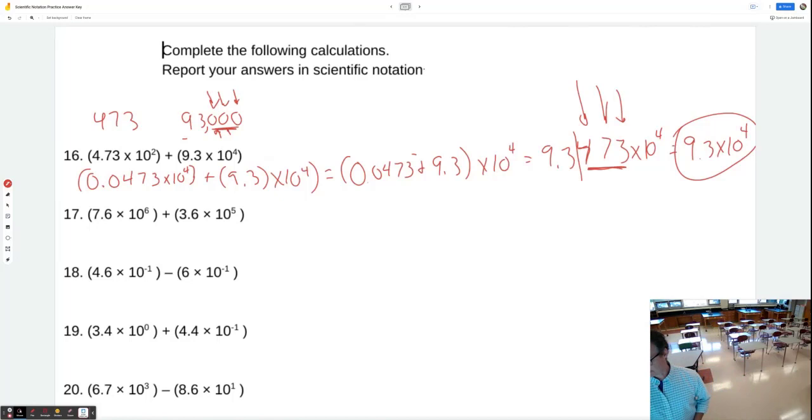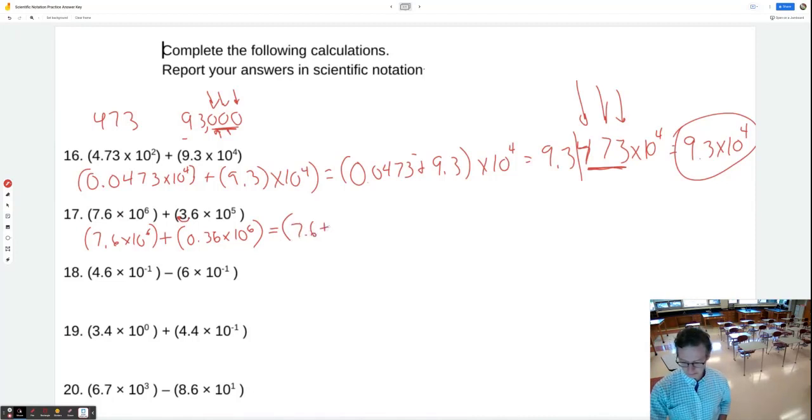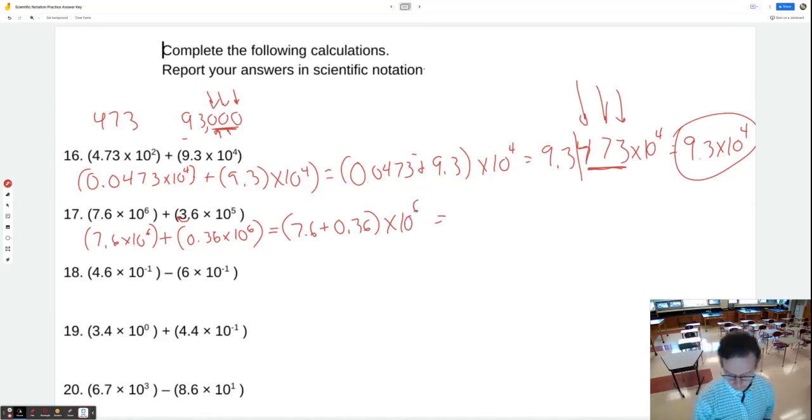The next one, we've got 7.6 times 10 to the 6th plus 3.6 times 10 to the 5th. I have to increase the exponent here by moving the decimal point over 1. So I end up with 7.6 times 10 to the 6th plus 0.36. Again, that 0 is just there to highlight the decimal point. And now this is times 10 to the 6th. So now I can go ahead and do my calculation. 7.6 plus 0.36 times 10 to the 6th. The exponent there doesn't change. So we end up with 7.96 times 10 to the 6th.